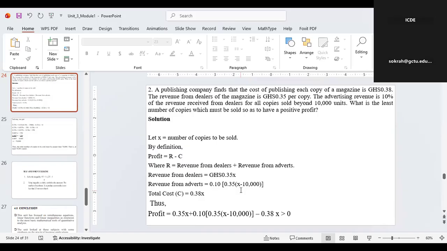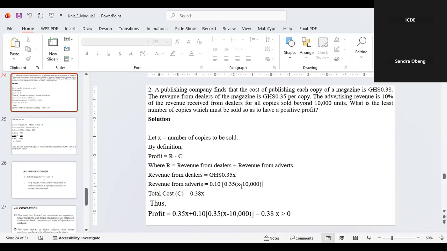So if you sell 12,000 copies, then the 10,000, which is basic, will be subtracted from the 12,000 copies. So the 10% will be calculated on the remaining 2,000 for you. That is why we are subtracting the 10,000 from the X, because the X is the quantity of copies you sold. If you don't understand it from this angle, you go over the bar. It's a nice question.